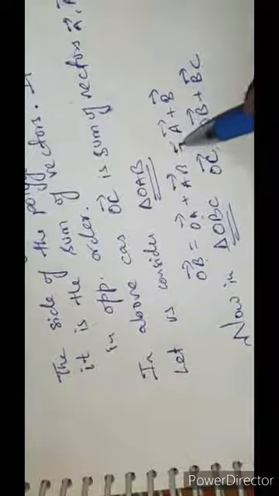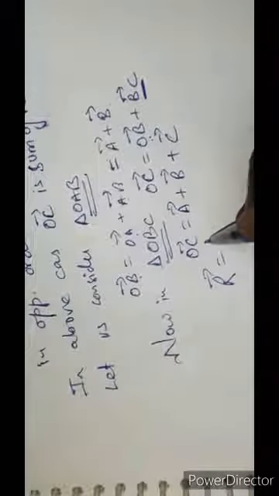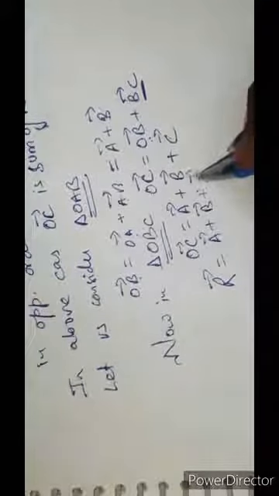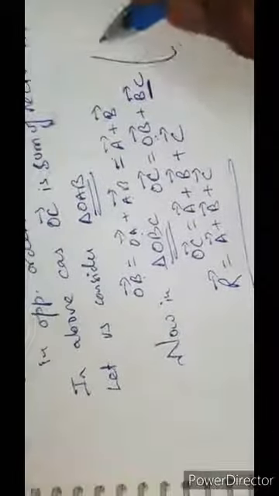You can see vector OB is equivalent to what? Vector OB is equal to vector OA plus vector AB, that is vector A plus vector B. So in place of vector OB we can write vector A plus vector B plus vector BC. We have considered here vector BC, and vector BC is representing vector C. So we can write over here vector A plus vector B plus vector C. Resultant vector R equals vector A plus vector B plus vector C. Again, these both things are taken from triangle law of vector addition.